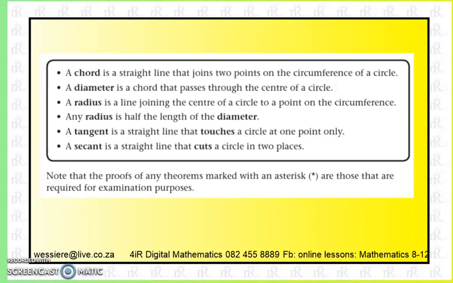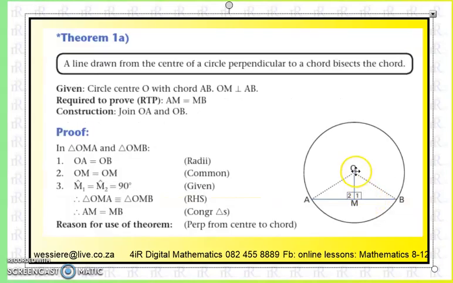A tangent is a straight line that touches the circle at one point only. A secant is a straight line that cuts a circle in two places. A line drawn from the center of the circle that is perpendicular to a chord bisects the chord, meaning AM will be equal to BM.